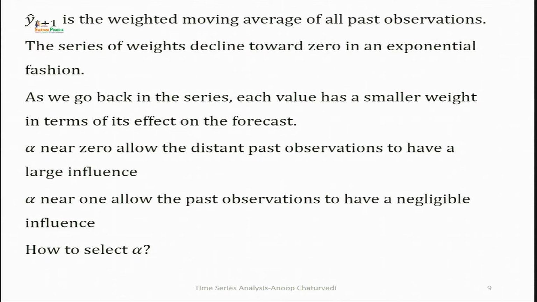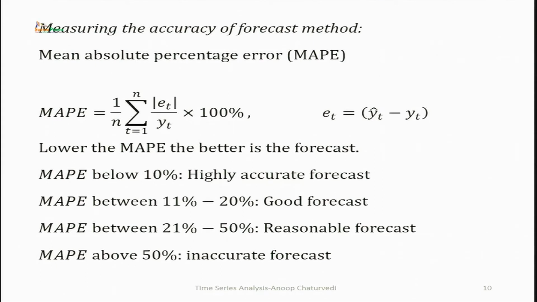The problem is how to select alpha. You must require some criterion to select the appropriate value of alpha. So, we consider some methods for measuring the accuracy of forecast values. The first measure is mean absolute percentage error, MAPE.